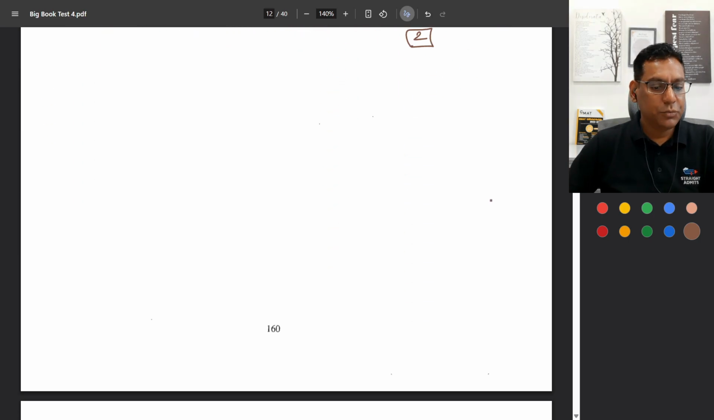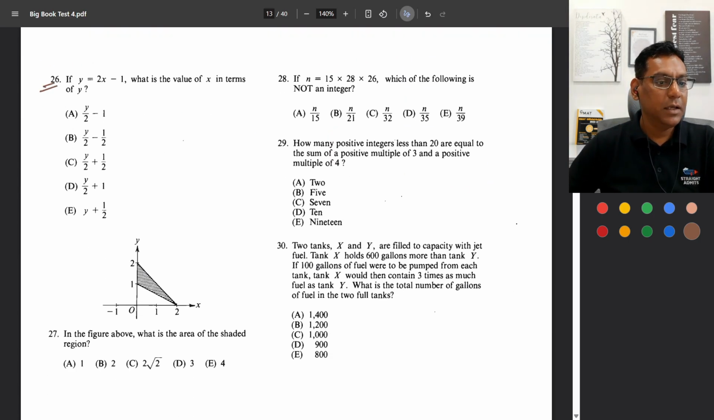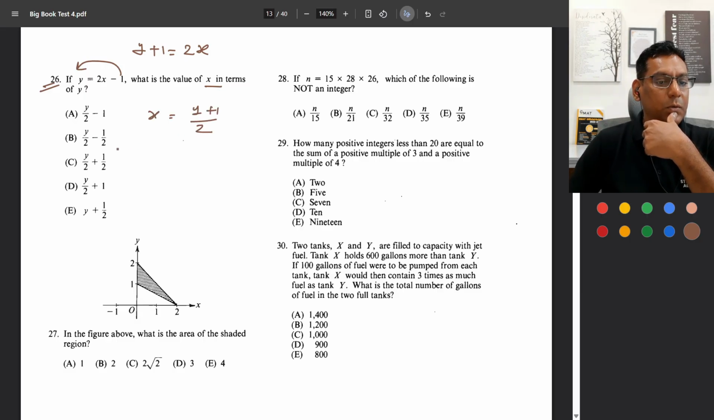Okay, let's move on. Question 26. If y is equal to 2x minus 1, what is the value of x in terms of y? Let's write in terms of y. If I add 1 here, what do I get? y plus 1 is equal to 2x. So that means x is equal to (y plus 1) by 2. Do I have (y plus 1) by 2? No, this is not y plus 1. This is not the case. This is also not the case, right? Okay, (y plus 1) by 2 is this, because the denominator is the same, so I can write it like this.